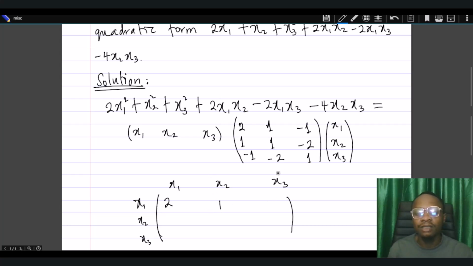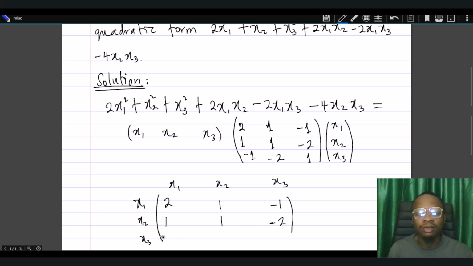Then x1, x3, we do the same thing. x1, x3 is minus 2. We split that, so we have minus 1 here. x2, x1. x2, x1 is 2, and then we split that, we have 1. x2, x2, that is x2 squared. It appears just once, and the coefficient is 1. And then we have x2, x3 again. x2, x3 is minus 4, split into two portions. That is going to be minus 2.